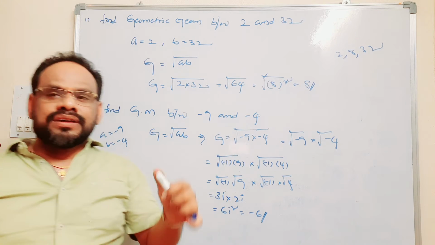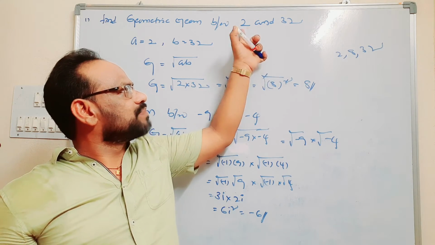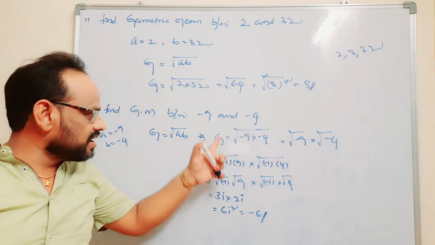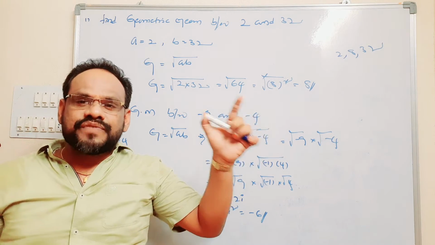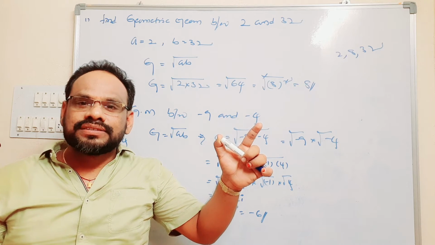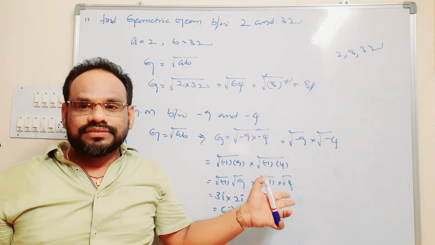Observe here, if A and B have the same signs, like +2 and +32, here A and B have the same signs, -9 and -4. So if A and B have the same signs, you can find the geometric mean between the given numbers like this.